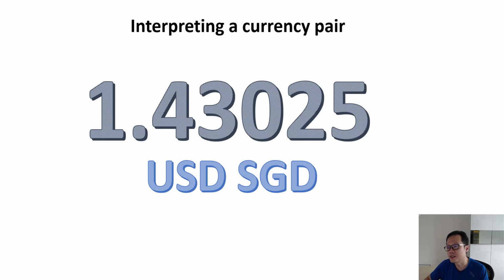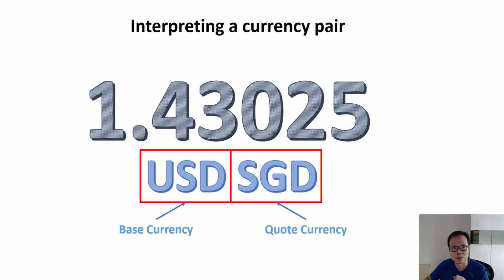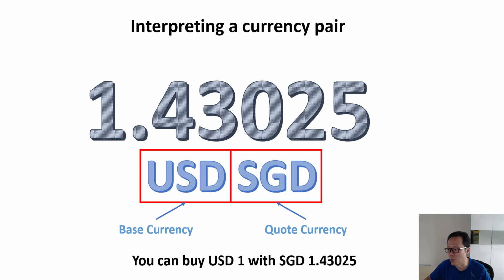Now, the first currency is what we call the base currency, which is US dollar or USD. And the second currency is your Sing dollar or SGD. And this is what we call the quote currency. This quote is basically telling you how much of the quote currency you're going to need to exchange for 1 unit of the base currency. So the base currency is always with reference to 1 unit. And in this case, I will need to pay 1.43025 Sing dollar to get 1 US dollar.